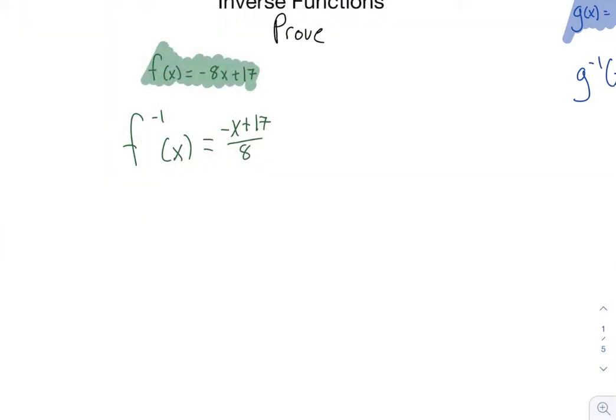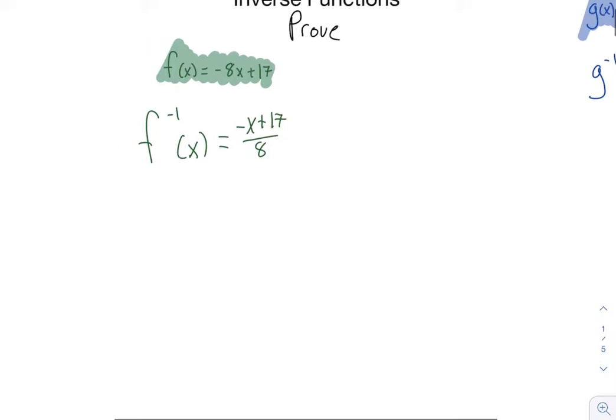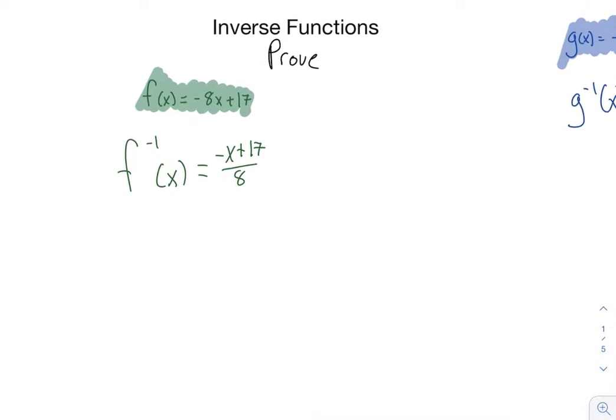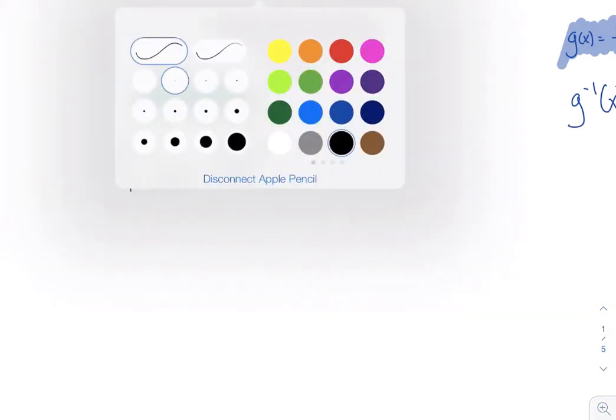The way we're going to do that is we're going to compose the two functions together. I want to find f of f inverse of x, and I want to find it in the opposite order, f inverse of f of x. When you compose inverse functions together, you should get x as your composition function, and it should happen in both directions. If it doesn't, something went wrong. They are not inverse functions, so you'd have to go back and redo everything.